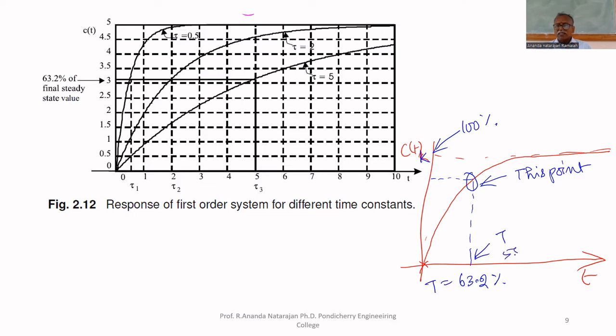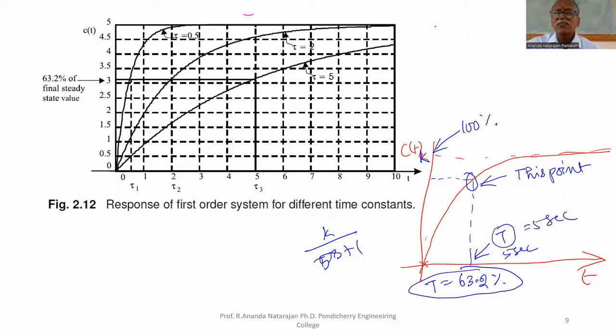If the time taken is, say, 5 seconds, the transfer function can be written as K upon 5s plus 1, because tau equal to 5. How did I get the tau value? It is the time taken to reach 63.2% of the final value for a step input. That is very important; we have to mention the step. For a step input, the time taken to reach 63.2% of the final value is the time constant. If that is equal to 5 seconds, then the transfer function can be written as K upon 5s plus 1.